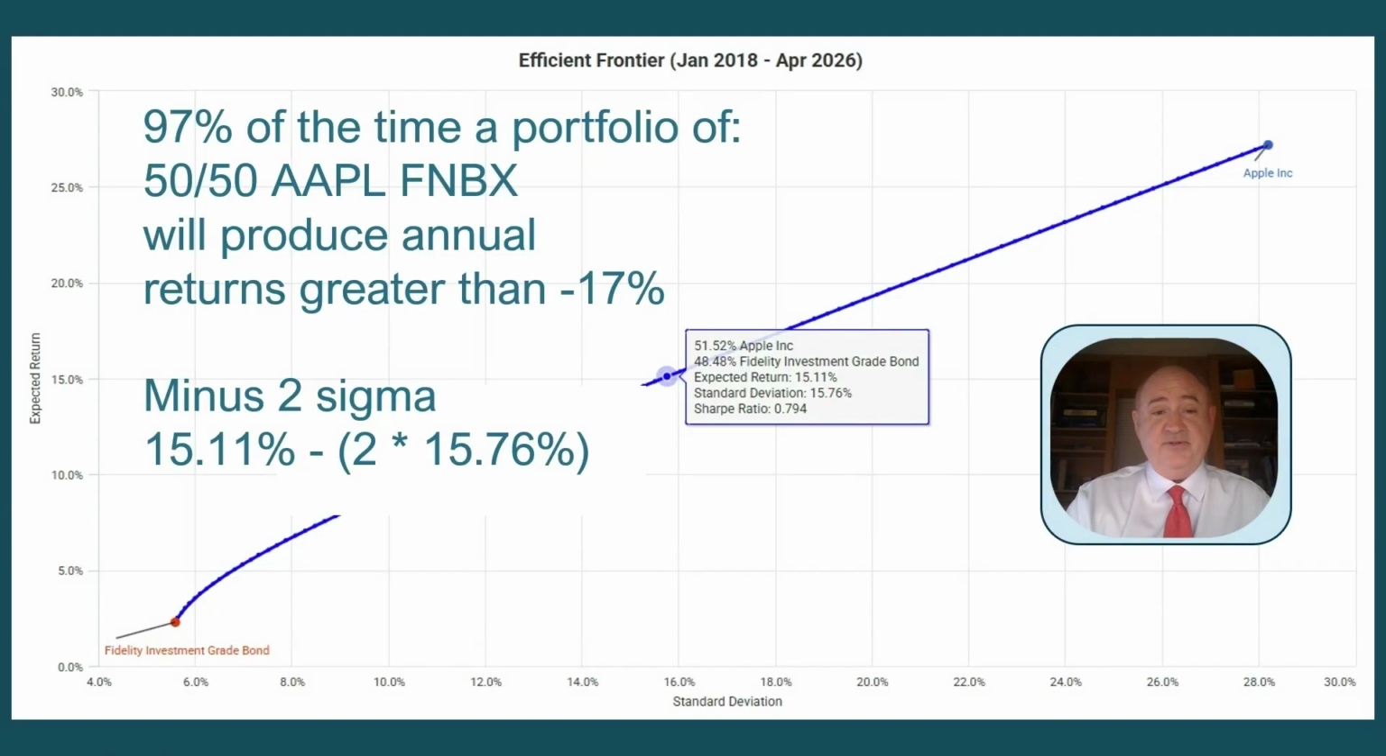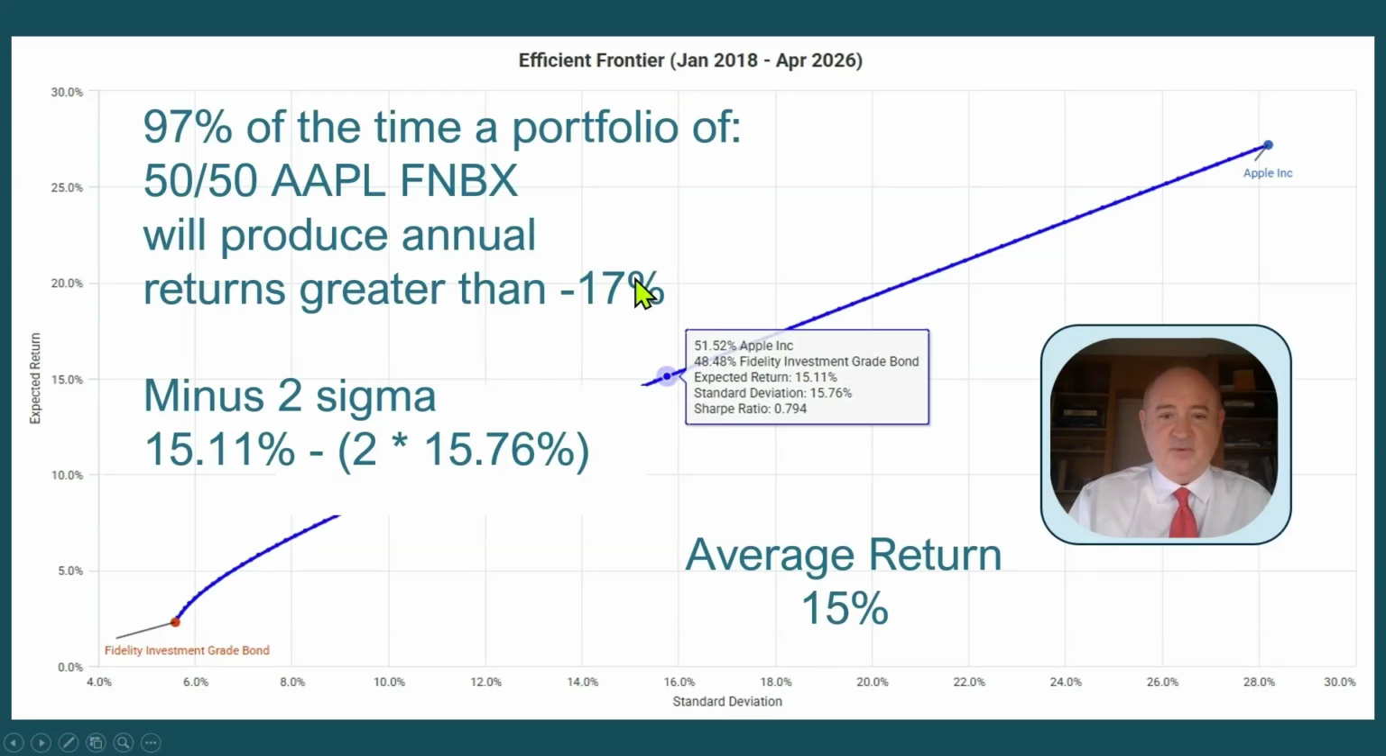50-50, we're going to produce an average rate of 15%. So our return is going to be 15%. And our minus 2 sigma comes up to minus 17. Again, we're looking at the efficient frontier. We've gone 50-50. And we've got this 15.11 minus 2 times 15.76 gives us a minus 17%. So there are years where it's possible that we're going to lose 17% of our portfolio value.